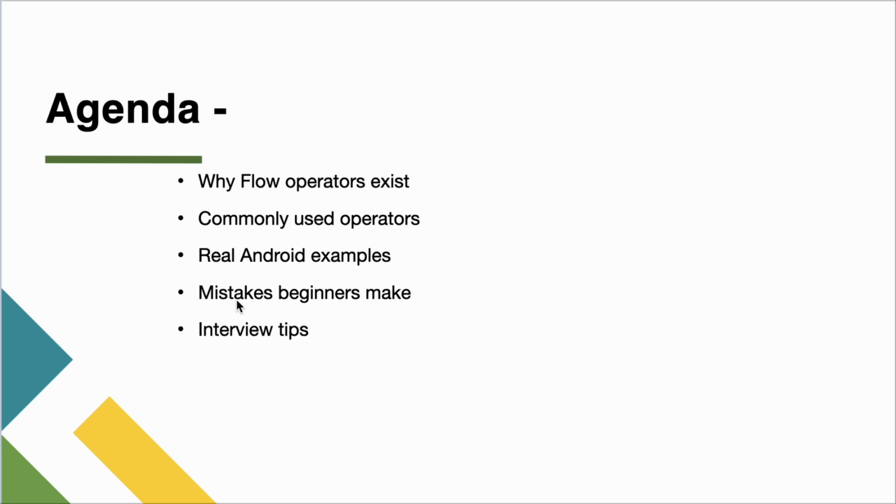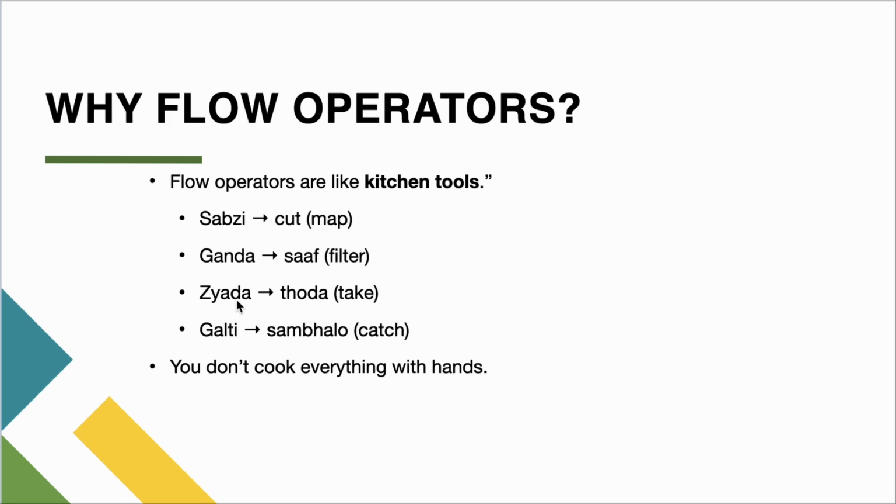All right. So the first topic for today's tutorial would be why flow operators exist. So flow operators are like kitchen tools. Let's try and understand why I'm saying they are like kitchen tools. For example, sabzi, the vegetables. The vegetables have to be cut, chopped, right? So that is nothing but a map operator.